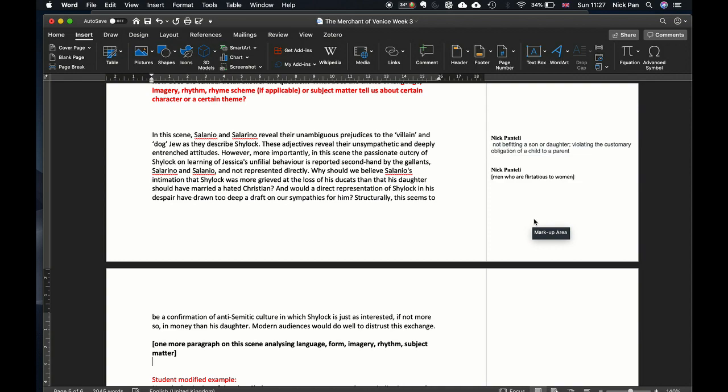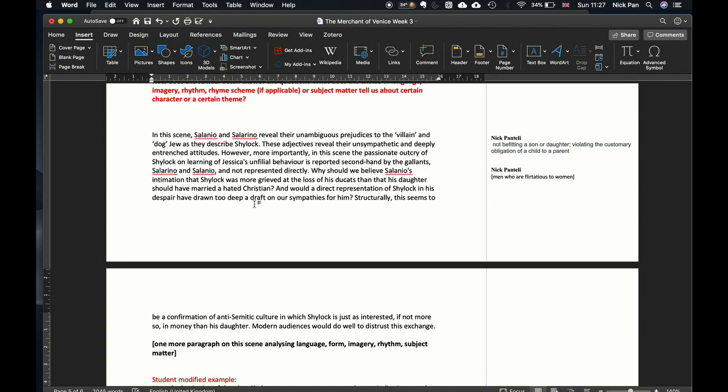Why should we believe Salanio's imitation that Shylock was more grieved at the loss of his ducats than that of his daughter, who should have married a hated Christian? And would a direct representation of Shylock in despair have drawn too deep a draft on our sympathies for him? So, in other words, what is Shakespeare doing in having these two men imitate Shylock and his grief?